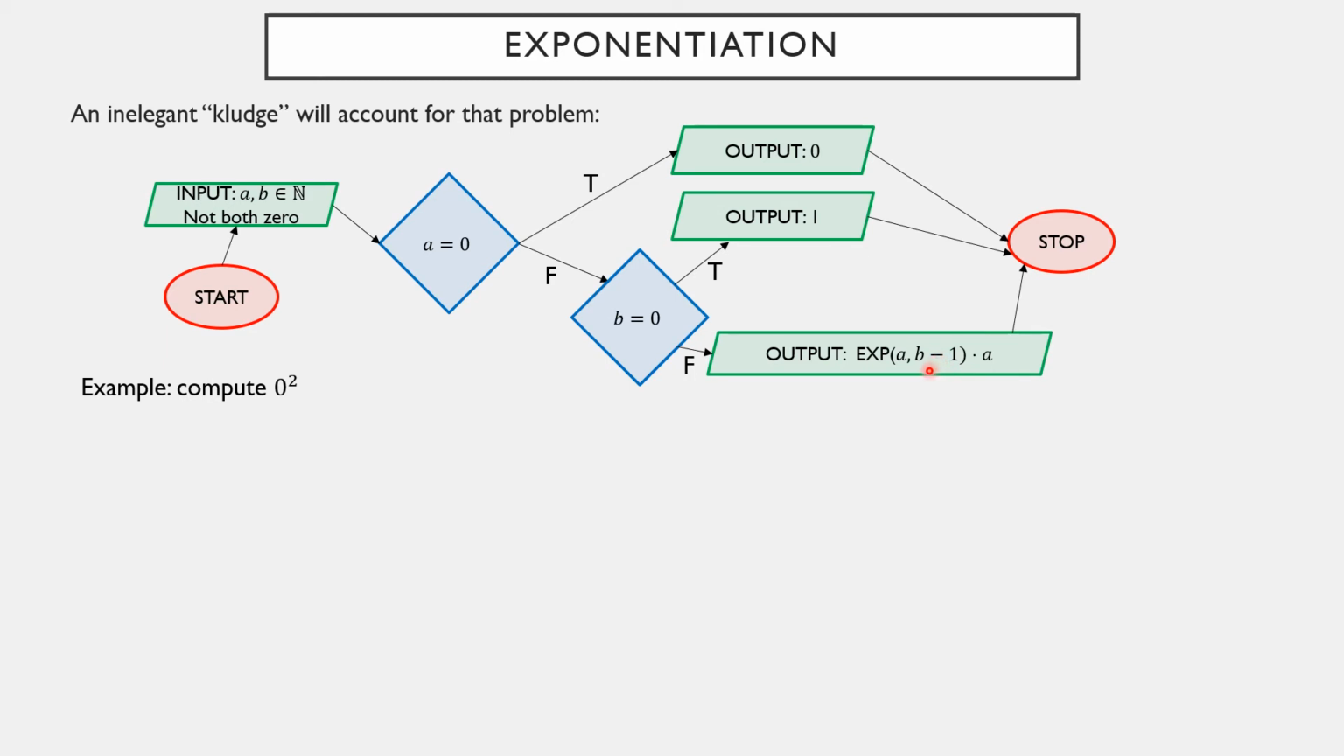So now let's try to compute 0 squared. This broke us last time. Start, input a is 0, b is 2. Is a 0? Yes, it is. So follow this arrow, simply output 0 and be done with it.